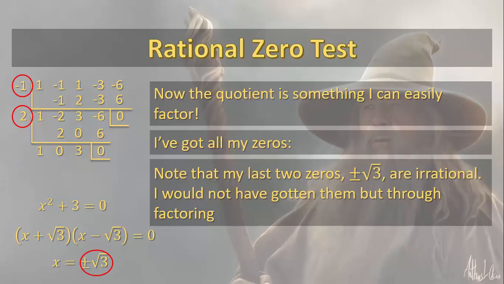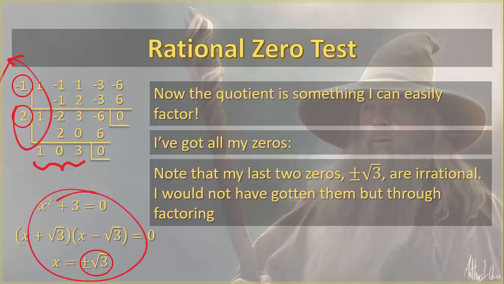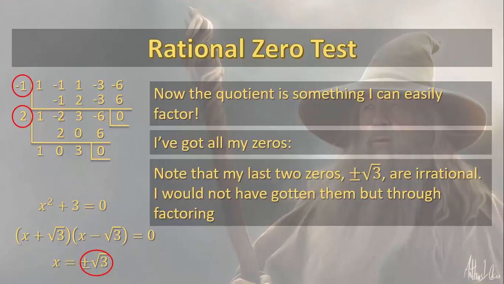Now, I want you to note that the last 2 zeros that I got, which were plus or minus the square root of 3, are irrational. I would not have gotten them but through factoring those two guys. So we start with our rationals, and it's going to hopefully break it down into something that we can factor ourselves. And a lot of times it's going to end up being irrational or even complex. Let's continue.